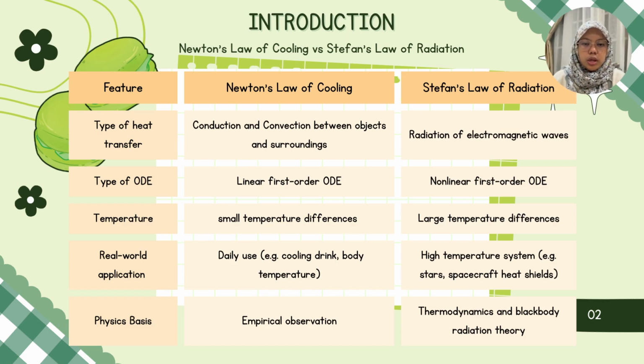Moving on, the reason I did this in a table is to have a clear vision of how I differentiate Newton's law of cooling and Stefan's law of radiation. As you can see, both laws are laws of heat transfer, but they have different types of heat transfer. Newton's law is for conduction and convection, and Stefan's law is radiation, in the form of electromagnetic waves. Why electromagnetic waves? Because under Stefan's law of radiation, it does not require a medium.